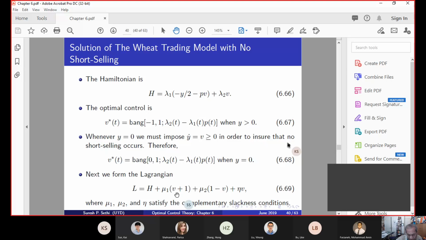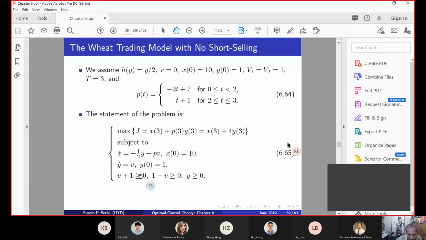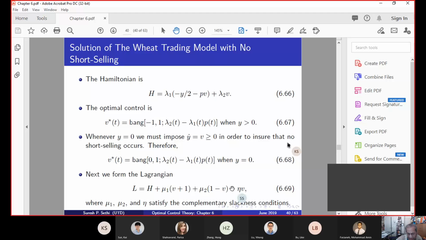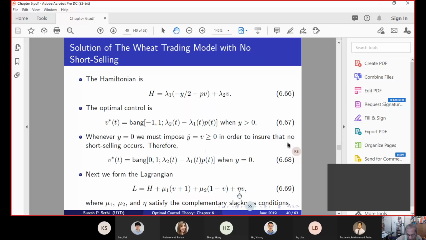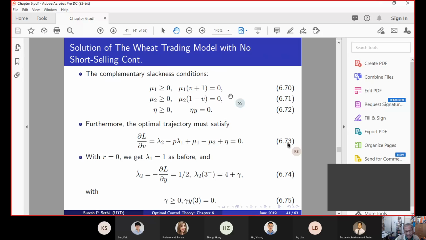The indirect Lagrangian is H. Then you adjoin the two constraints, which are these ones. And then we have an eta times V, which is the constraint on y dot, which is V bigger than or equal to 0. We put this constraint. Then the maximum principle says complementary slackness conditions are given by, this is on mu1, this is mu2, this is on eta. Remember, we don't put eta dot less than 0. That was a remark, and we don't use that remark, although you could. But this is the maximum principle that we use right now.